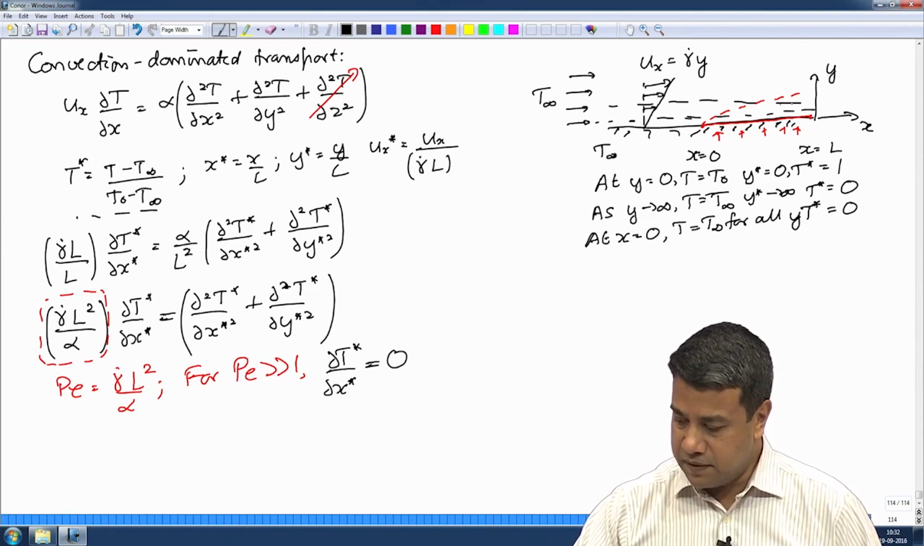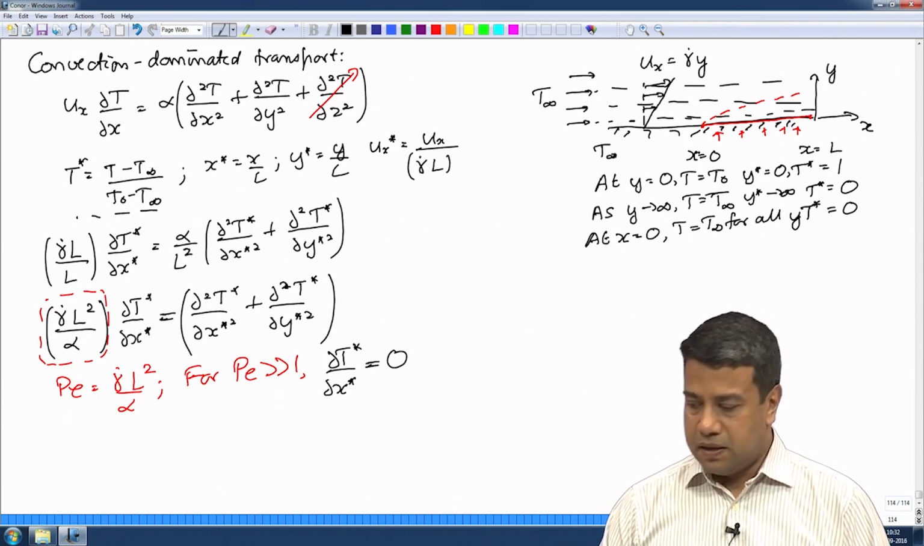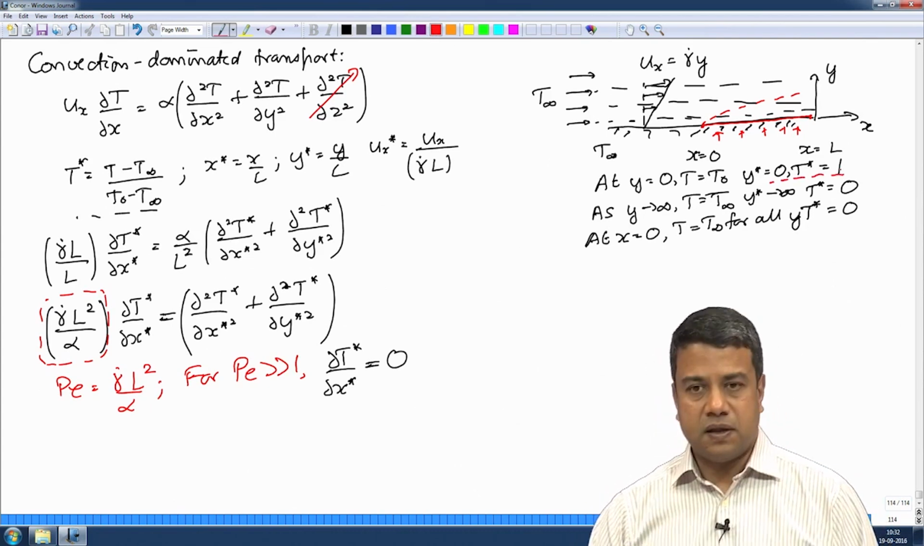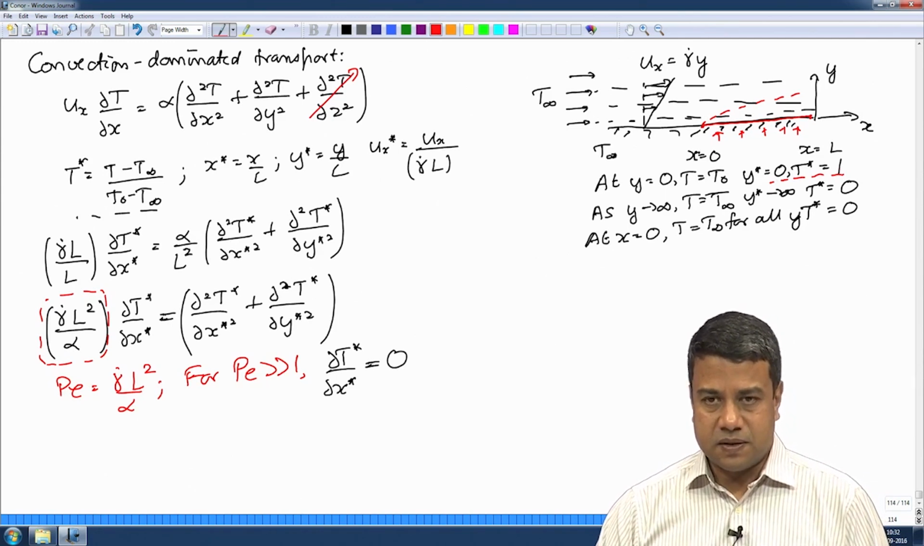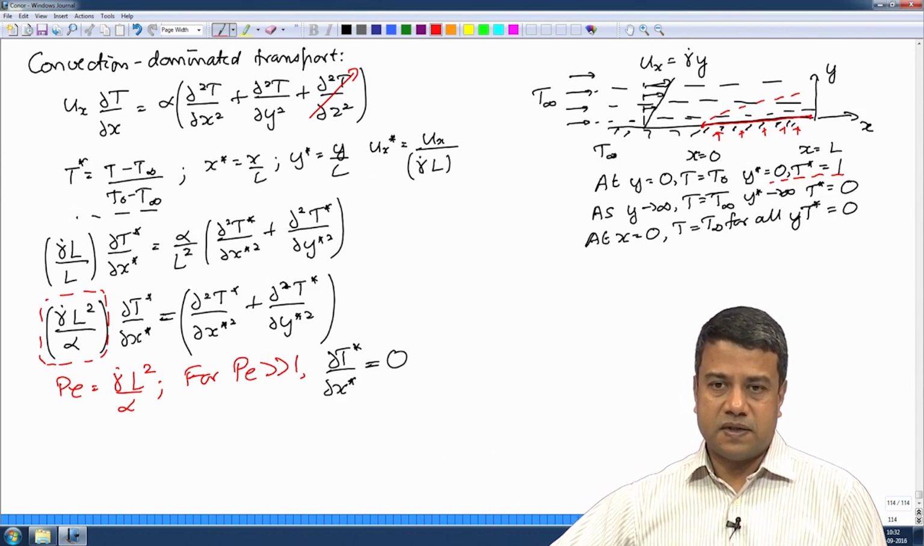So, the temperature is independent of the x coordinate, the temperature is the same everywhere, and there is no way to satisfy this boundary condition that T star is equal to 1 at y equal to 0, because at the entrance T star was 0. Therefore, as it goes along the fluid velocity streamlines, the temperature has to be the same.